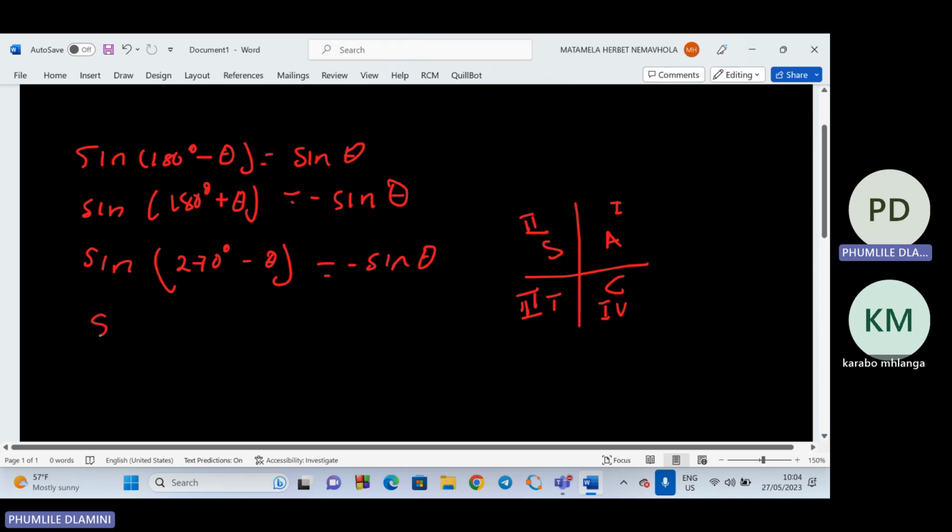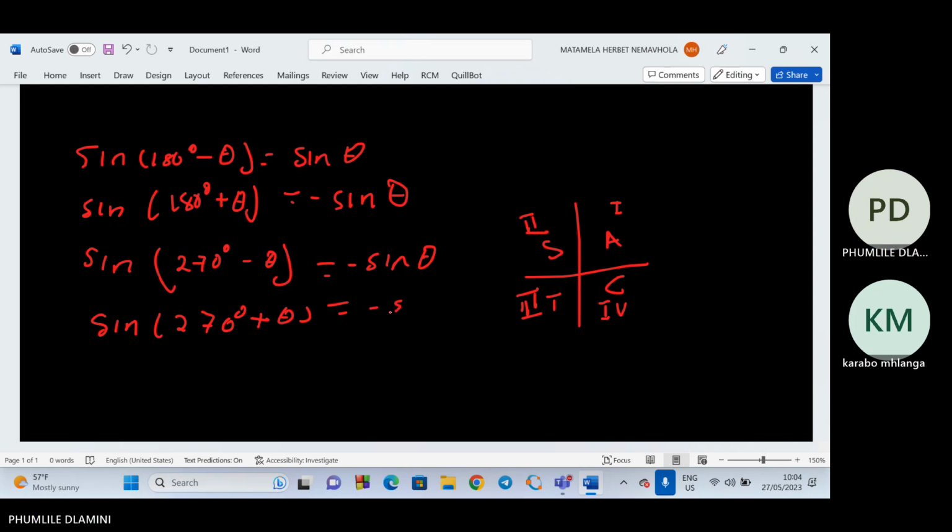If I can say sine of 270 degrees plus theta, 270 degrees plus theta is in the fourth quadrant. Then we know that our sign here is negative. It's going to be negative sine of theta.